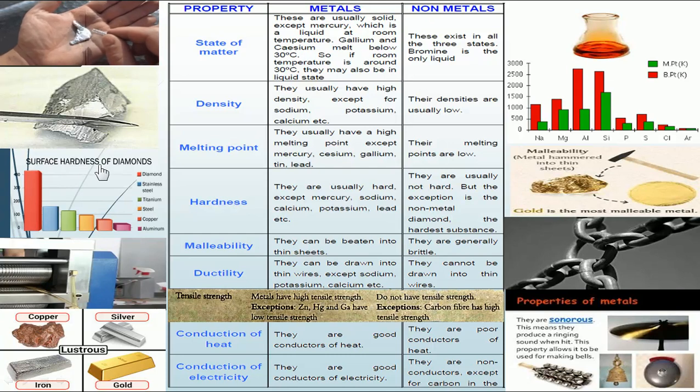Come to the surface hardness. I told you about hardness. Look at this chart graph. We can understand diamond has the most surface hardness compared to any other material like stainless steel, titanium, steel, copper, aluminium. So diamond has a very high hardness, remember. Now what is called tensile strength?